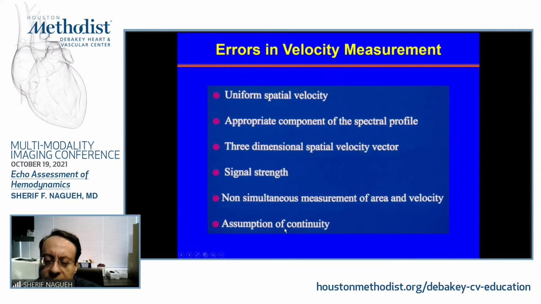The assumption of continuity is simply stated that the flow at one point is the same as flow in another point. For example, if I am measuring flow just below the aortic arch and I am making the assumption that they are equal, this is an invalid assumption, because in between these 2 points, there is coronary blood flow. And so the flow at the level of the outflow tract would exceed flow higher up in the aorta by that volume.